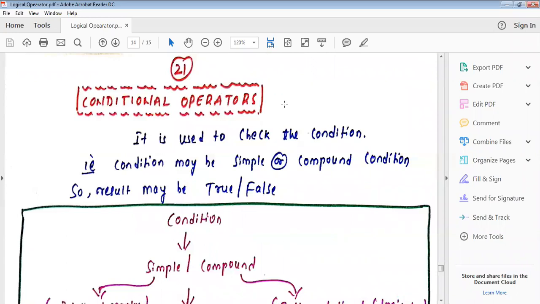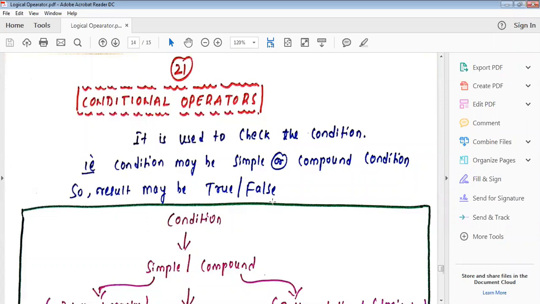It is used in a case. It is very simple. Conditional. The name itself says to check the condition. Conditional operator is what? To check the condition. The condition may be a simple condition or a compound condition. The result may be true or false.